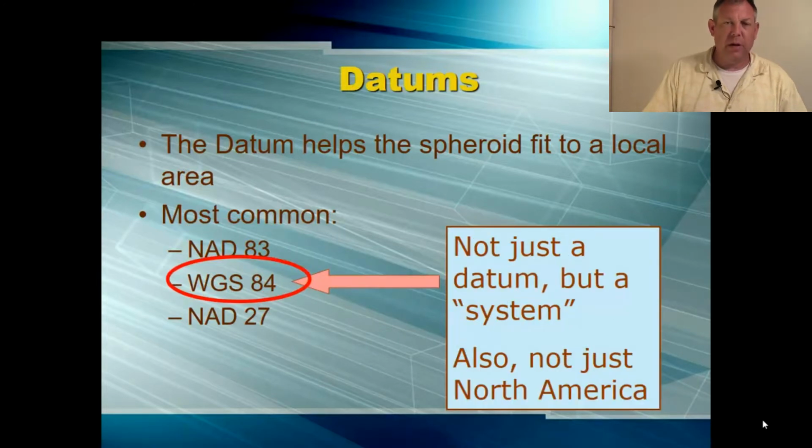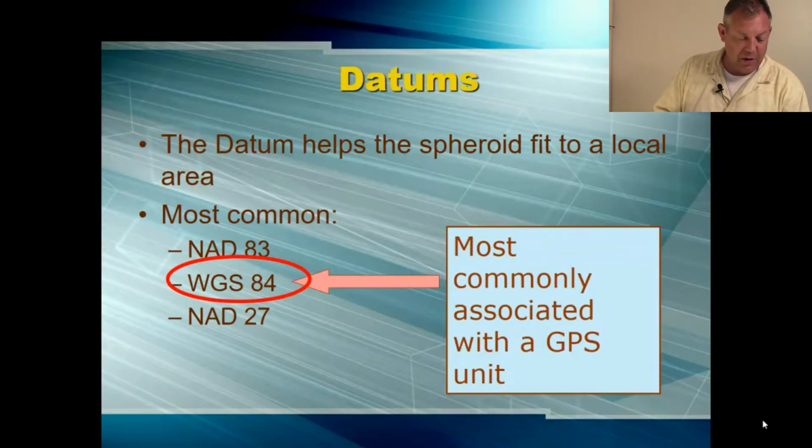What's the difference between them? The WGS is not really just a datum, it's a system. It involves several other different aspects. And the WGS is appropriate not just for North America, it's appropriate for the entire world for the most part, I think.